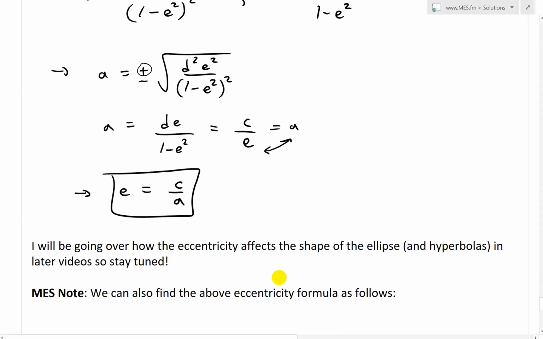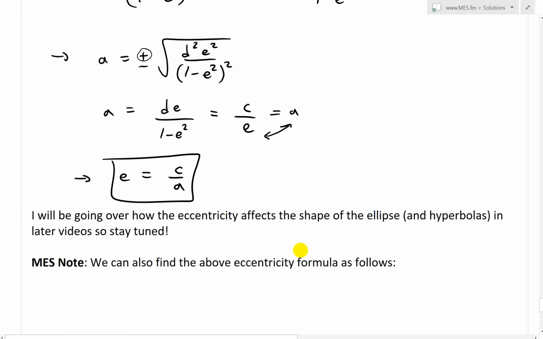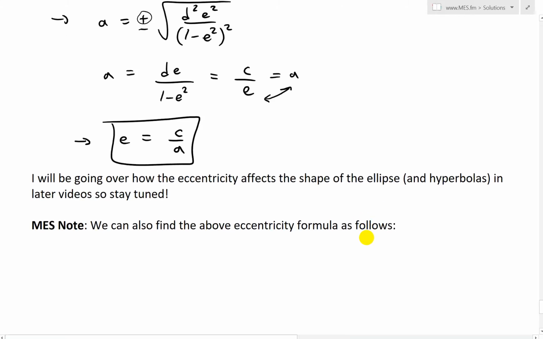And I'll be going over, in a later video, how the eccentricity affects the shape of the ellipse, and hyperbolas also, once I do the proof for it. So stay tuned. Also, just a note, we could also find the above eccentricity formula as follows.